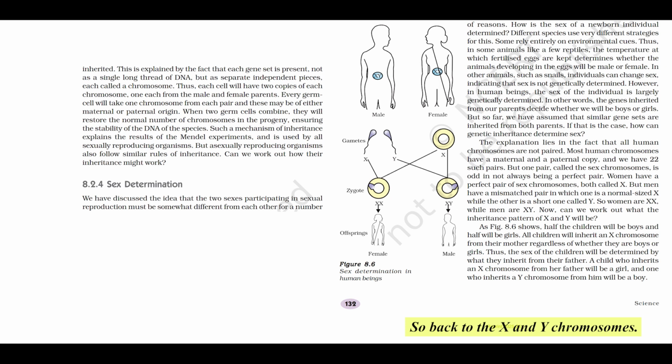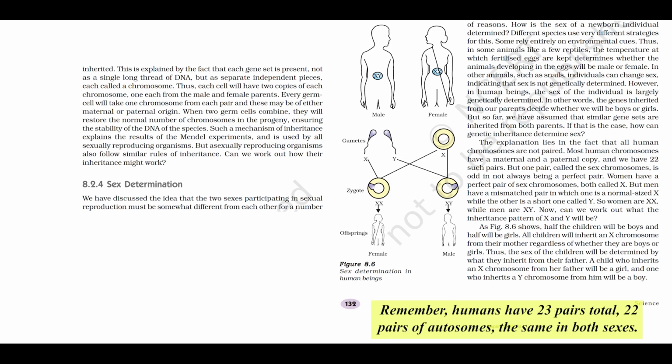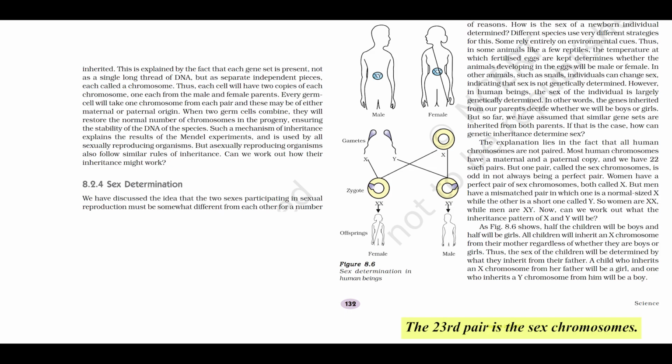So back to the X and Y chromosomes. We know women are XX and men are XY. How does inheriting these lead to determining sex, ensuring a mix of males and females? It comes down to that one odd pair of chromosomes, the sex chromosomes. Remember, humans have 23 pairs total. 22 pairs are autosomes, same in both sexes. The 23rd pair is the sex chromosomes.